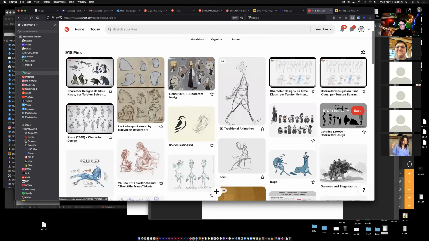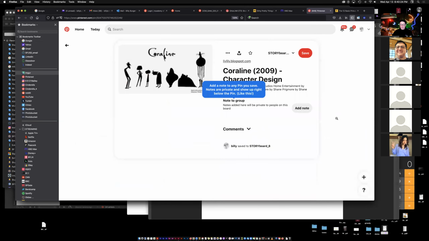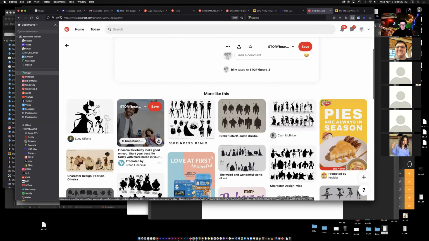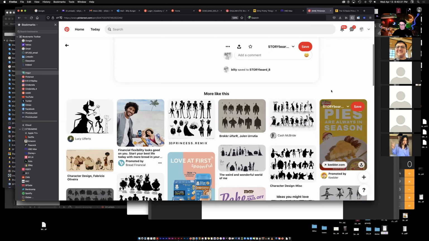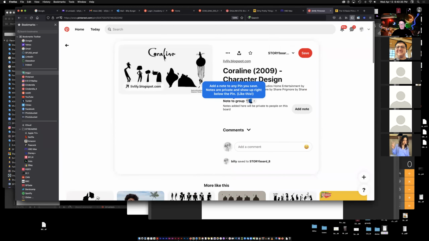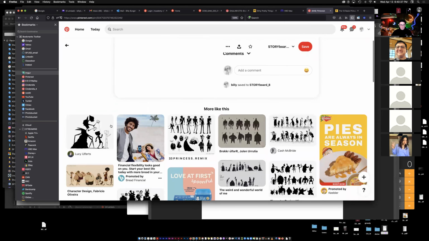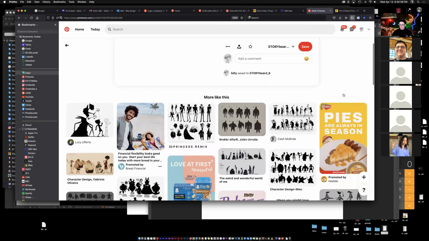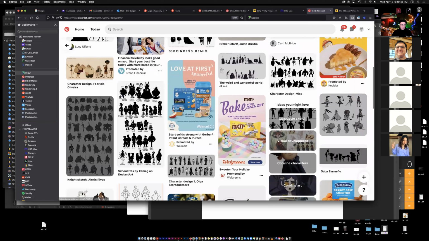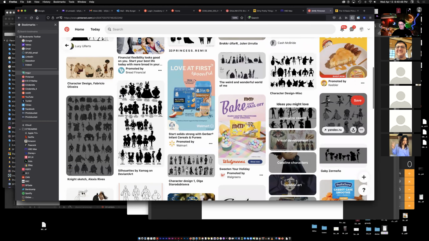So if we click on this little Coraline one, you're going to see you get a whole bunch of silhouettes that are just really awesome. And they're not necessarily just Neil Gaiman's Coraline, but they're all over the place. So when you're thinking about your head size to body shape and how your character's built, how do you draw your character? These little silhouettes here are priceless.